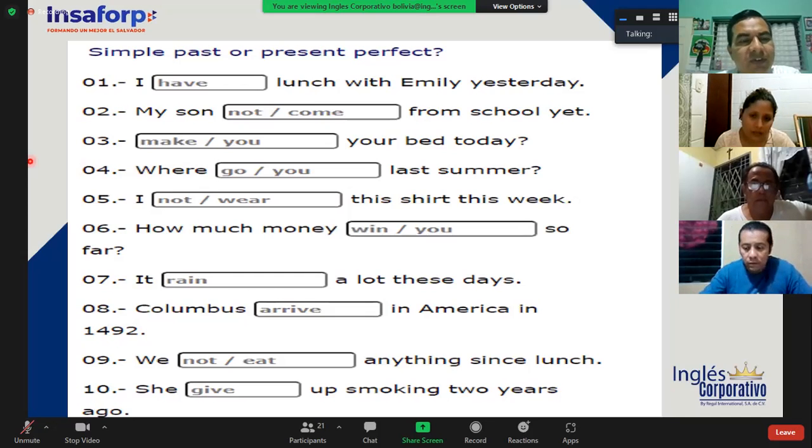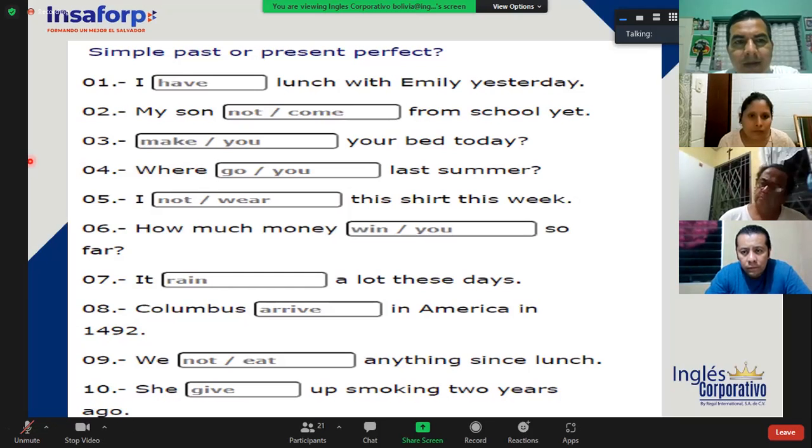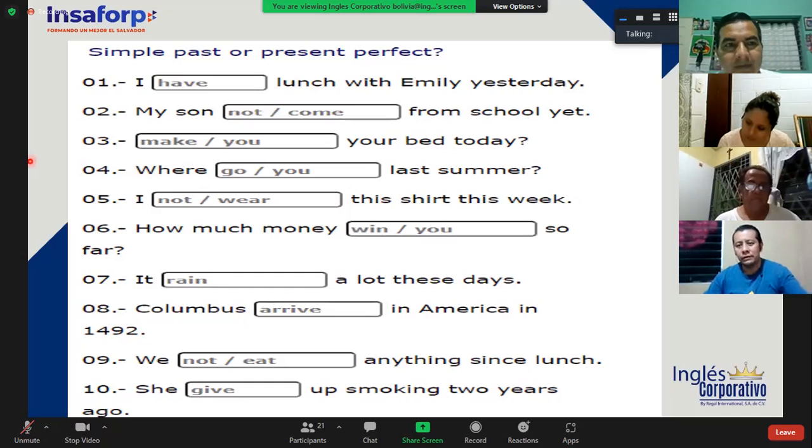is the last simple past. Yes. Yes. I have. ¿Qué sería? I have been. No, es que ese es estado. Tiene que ser eight. I have eight lunch with Emily yesterday because it's simple past. I think that you're still not understanding what Elmer is saying. Elmer is giving the answer, but you're not understanding what he's saying. Ate it.